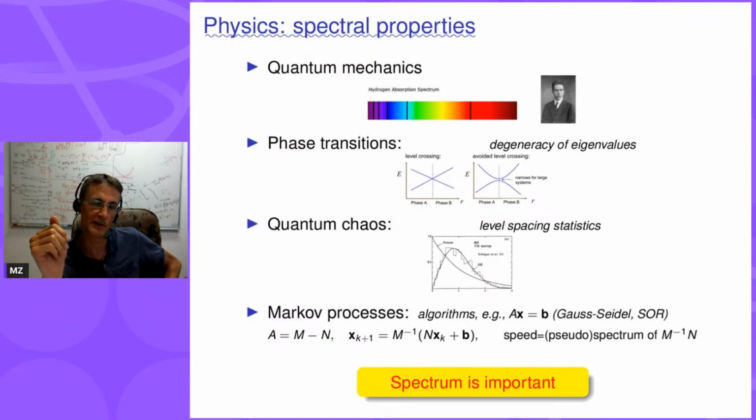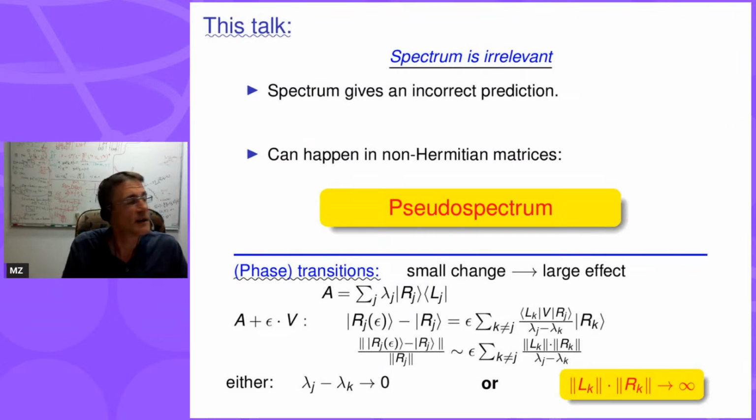So clearly, you will agree with me, I suppose, that spectra are important in very many different situations. Well, this talk is about a situation where the spectrum of a matrix is actually irrelevant. To be more precise, I will speak about a situation where relying on the spectrum to give you some prediction will give an incorrect answer. And as we will see, such a thing can happen if you have non-Hermitian matrices. In Hermitian matrices, everything is fine. The spectrum is really the correct object to look at. In non-Hermitian matrices, it will turn out, as I will explain, that you have to look not at the spectrum, but at something called the pseudospectrum. I will explain later on what exactly the pseudospectrum is.